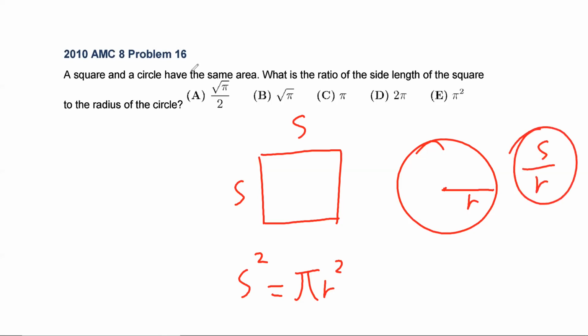So let's divide both sides by r squared. You'll get (s over r) squared is equal to pi. If you take the square root of both sides, you'll get that s over r is equal to the square root of pi, which is b. So that was a pretty easy problem. Okay, so moving on.